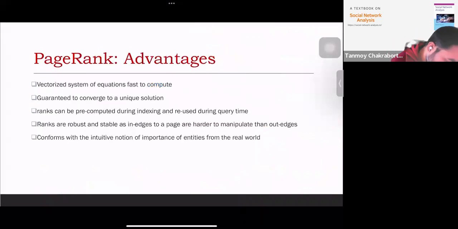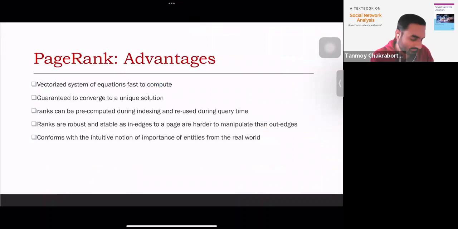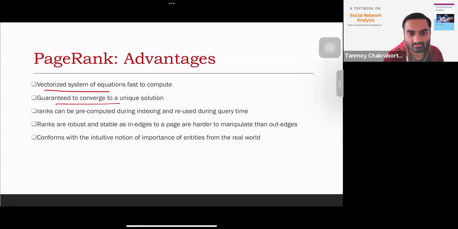All right. So now let's look at the advantages and disadvantages of PageRank. The advantage is that you can write everything in terms of matrices, and therefore any vectorized systems can be used to compute PageRank. It is guaranteed to converge to a unique solution, so it always has a stationary distribution.